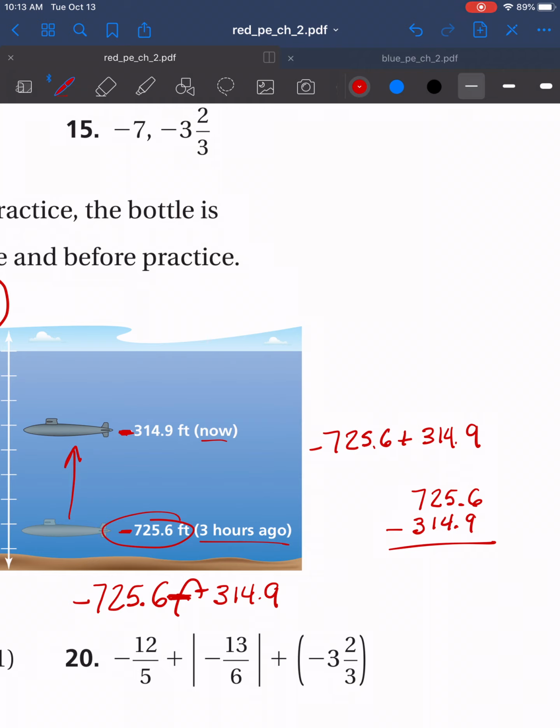Okay, I have to borrow from the 5. That would make this 7. 4 minus 4 is 0. 2 minus 1 is 1. 7 minus 3 is 4.